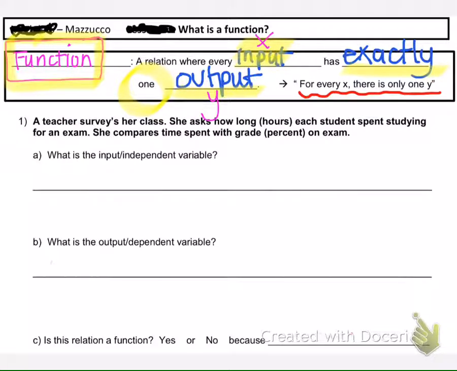So let's start with an example. Let's say a teacher surveys her class. She asks how long in hours each student spent studying for an exam. She compares time spent with the grades. So we need to identify the independent and dependent variable. We discussed this in a prior lesson, so I would pause the video and see if you can identify whether the time spent studying or the grade is the independent and which is the dependent variable.